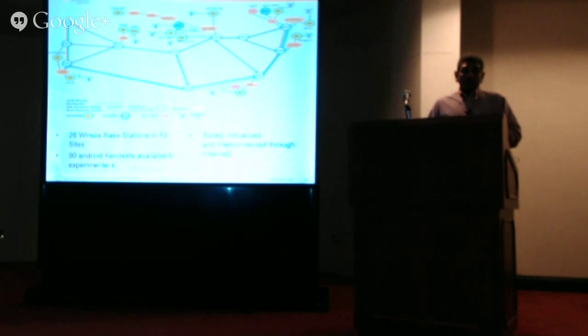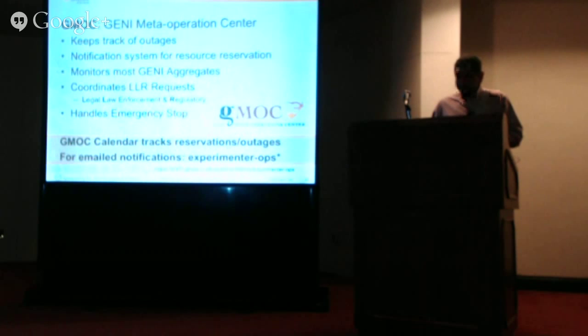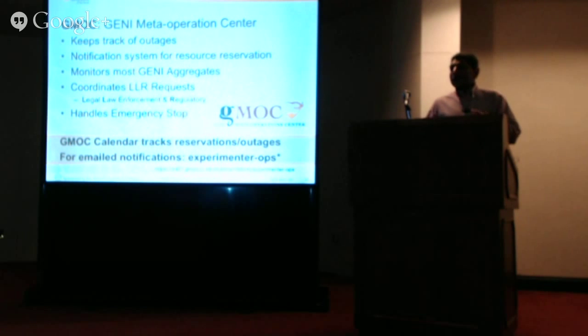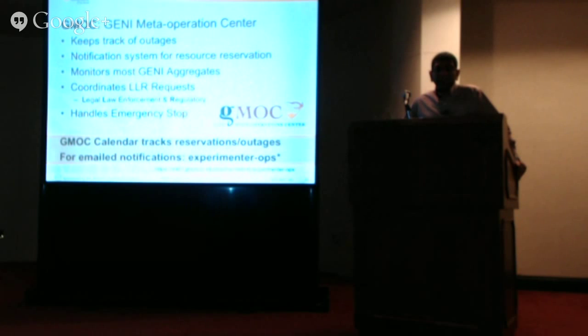When we have a network like this, you need operations. You need somebody to keep track of things and handle emergencies. The organization that does that is the GENI Meta Operations Center right here at Indiana University. Indiana University is the network operator for Internet2, so they already have the infrastructure needed to operate a network such as GENI. You'll see the operations center today at the demo session. It's pretty cool, like a control room, with large screens where they keep track of the status of the network, outages, and so on.